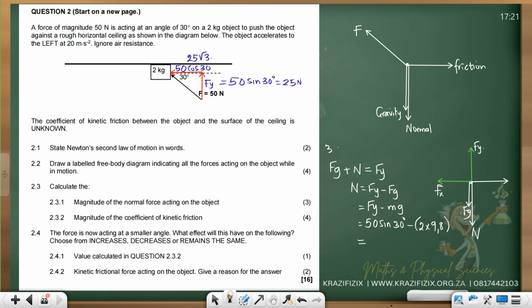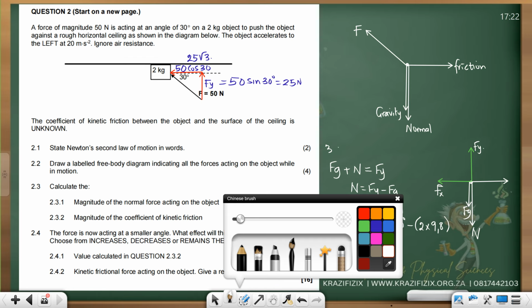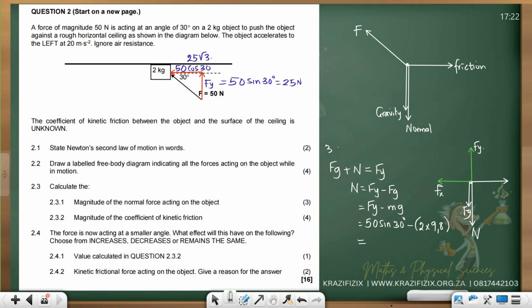What's your answer? 7.6 or something. No, I'm lying. Because it's 25 minus 19.6. What do you mean minus? Wouldn't it be plus? Because it's in the same direction, because it's pushing the object onto the surface. Okay, hold on. There are 2 forces acting down and 1 acting up. So they are equal.